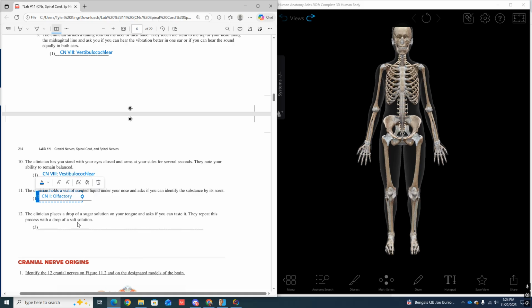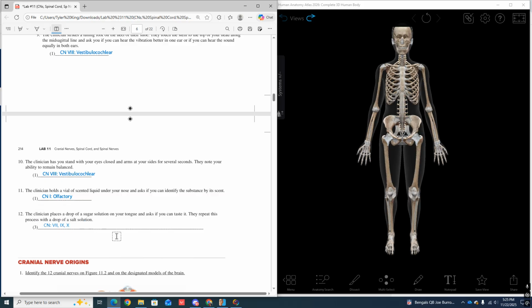Clinician places a drop of sugar solution on your tongue and asks if you can taste it. They repeat this process with a drop of salt solution. So, there are 3 cranial nerves that are responsible for taste. Facial is one of them, VII. It is differed based on the regions of the tongue. So from my recollection, it's like the first third, the second third, and the third third. There are different cranial nerves of the three that we're about to list here that innervate those different areas. So that's how it's divided up. So facial, number 7. We have glossopharyngeal, that is IX, number 9, and then vagus, number 10.